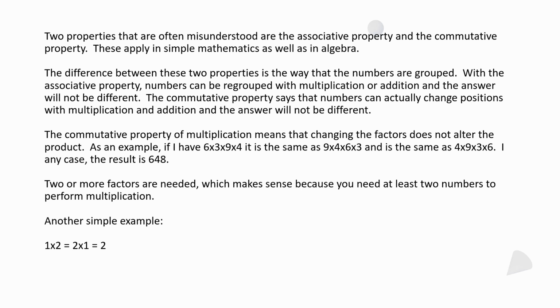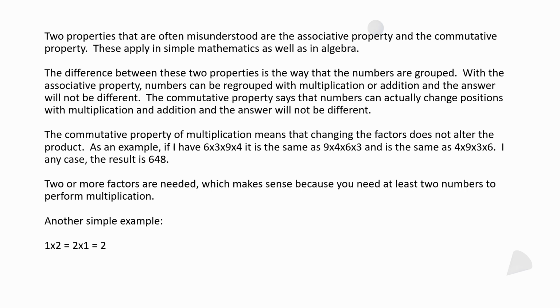The difference between these two properties is the way that the numbers are grouped. With the associative property, numbers can be regrouped with multiplication or addition, and the answer will not be any different. The commutative property says that numbers can actually change positions with multiplication and addition, and the answer will also not be different. The commutative property of multiplication means that changing the factors does not alter the product.